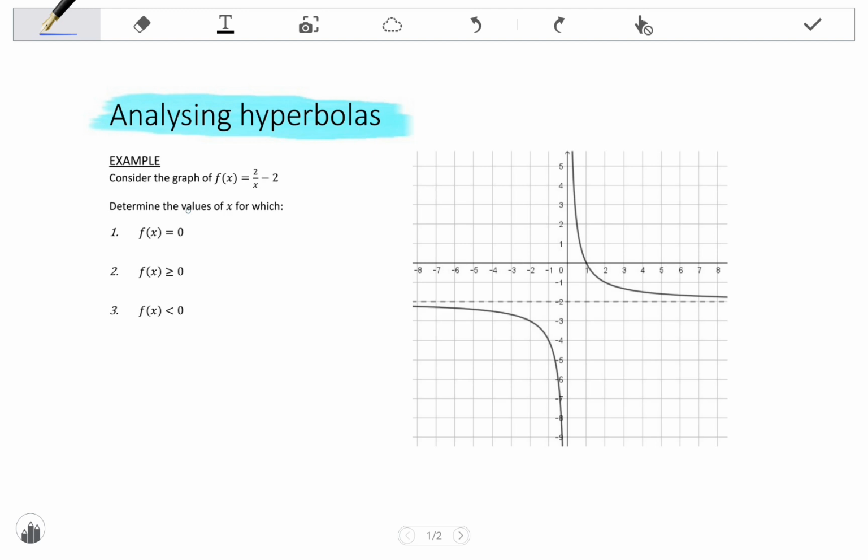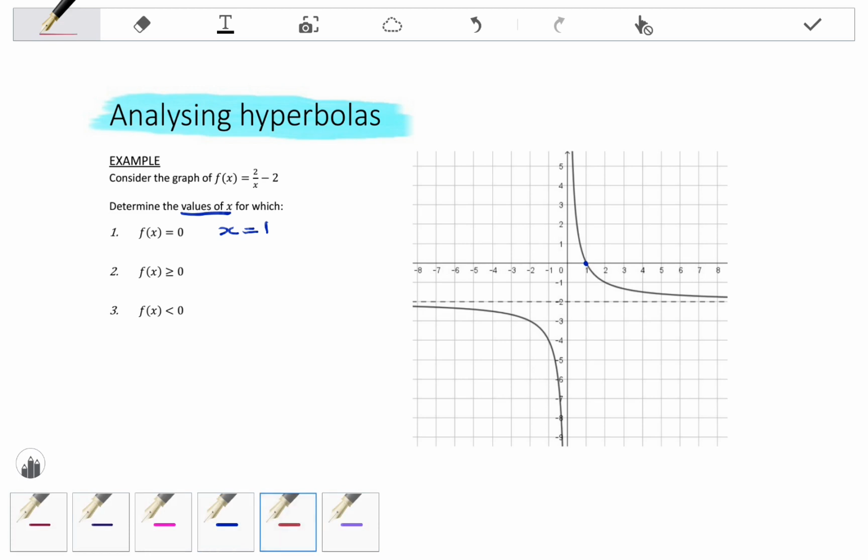Determine the values of x for which. So again, the values of x, and we have three typical types of questions. Where f of x equals 0 is where y equals 0, so you should recognize that that is asking for the x-intercept value. And we can clearly see from the graph that that value is 1. So where x equals 1.